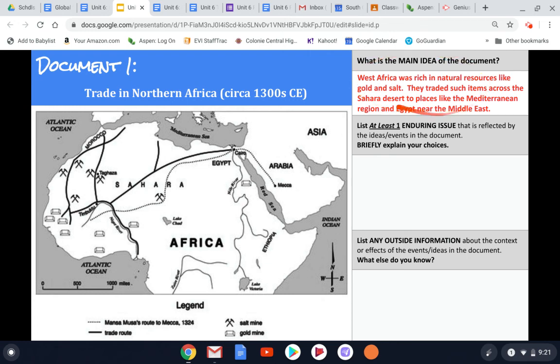We have an event, we have some words that describe it. Now we have to look at least one enduring issue that is reflected by that. So this is where you want to go scrolling down to the bottom of your page if you don't have something that jumps right into your head. Whenever we're talking about trade, the enduring issue that can always apply is interconnectedness.